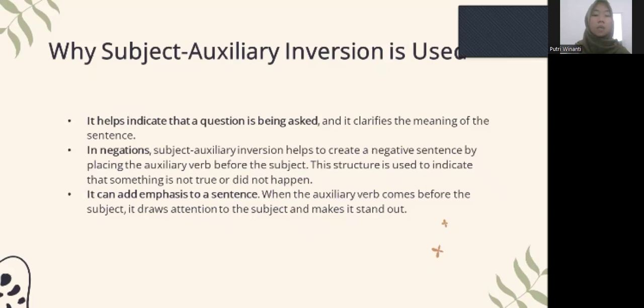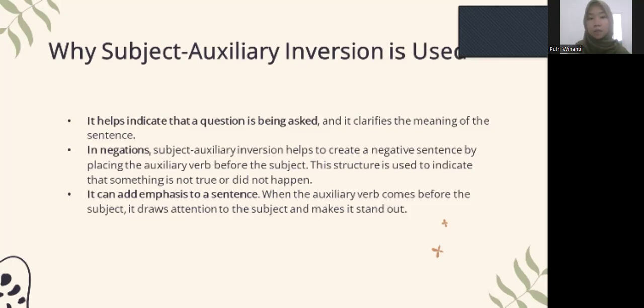Next, why is subject auxiliary inversion used? Subject auxiliary inversion is used for various reasons, including asking questions, making negative statements, and adding emphasis to a sentence. For example, when asking a question, the auxiliary verb usually comes before the subject. The first reason is that it helps indicate that a question is being asked and it clarifies the meaning of the sentence. The second reason is in negations.